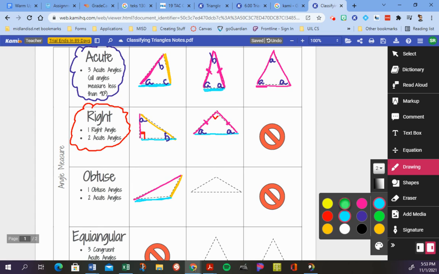Let's label our obtuse angle. This is my obtuse angle. I'm going to label it C. And my other two are acute, A and B.